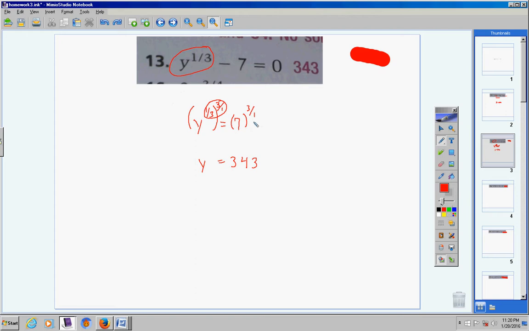No, I'm okay with this method. Okay, I really am. But just be careful. You always got to check and look at that denominator. Okay, we'll do a bunch more of these throughout the homework.